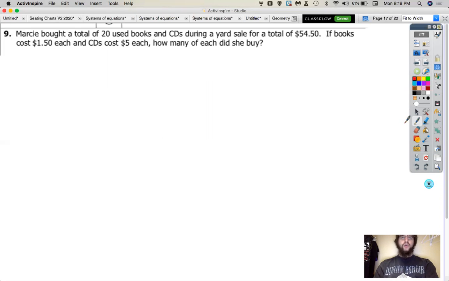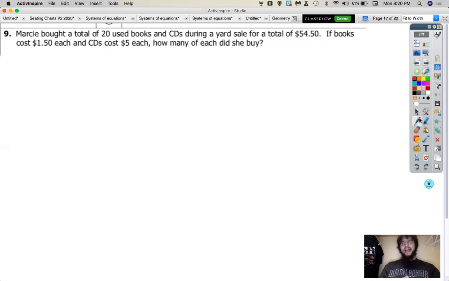Marcy bought a total of 20 used books and CDs during a yard sale for a total of $54.50. If books cost $1.50 each and CDs cost $5 each, how many of each did she buy? So we got two different kinds of things going on here. We got number of items and we've got monies. Okay, we got books and we got CDs.